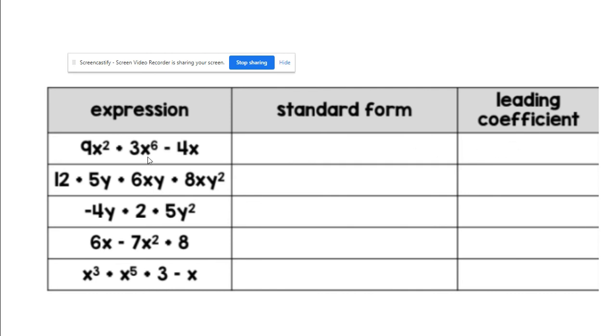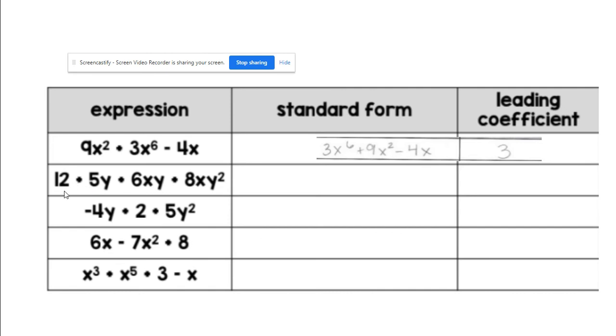So here I have a trinomial. If I'm going to write this in standard form, I'm actually going to take the highest degree, which is 6, followed by 9x to the 2nd, followed by 4x. That will put my degrees in order from greatest to least. My leading coefficient is 3 because that is the number in the first term.